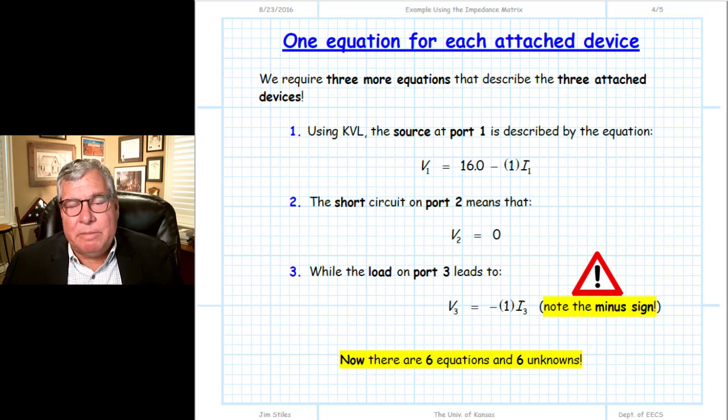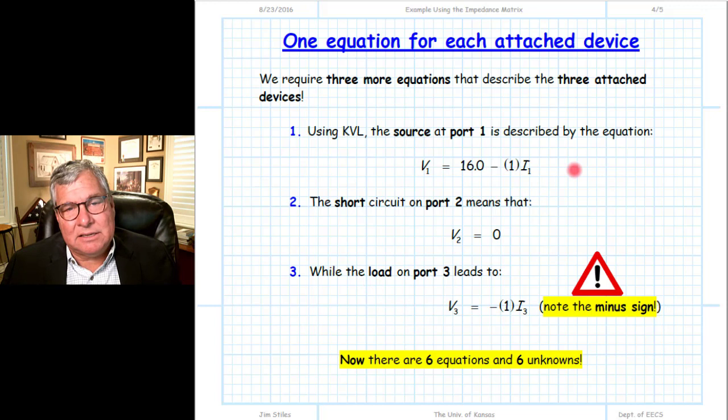In addition to the 3-port network, there are 3 devices. One of the devices is a Thevenin's equivalent source. We'll consider that to be one device. The second is a short circuit on port 2, and then on port 3 we've connected a 1 ohm resistor. Each of these 3 devices have their device equations, which we add to the 3 equations we got from the 3-port network and its transimpedance parameters.